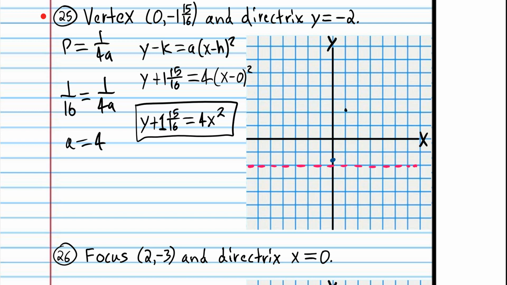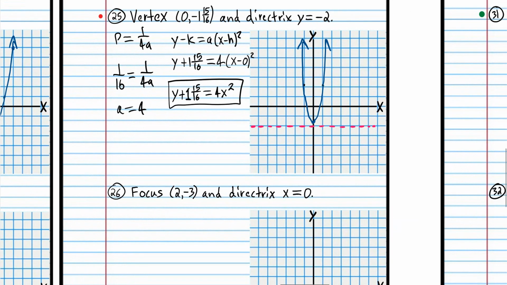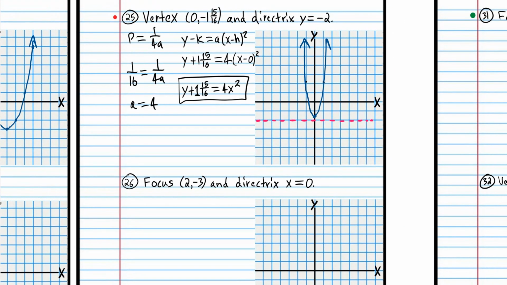So that's about there. We can use symmetry. And if we plug in 2 for x, that's going to be a number that's way outside the scale for our graph. So we can just connect the dots. And there we go. So that was one problem where we were given the directrix and the vertex.